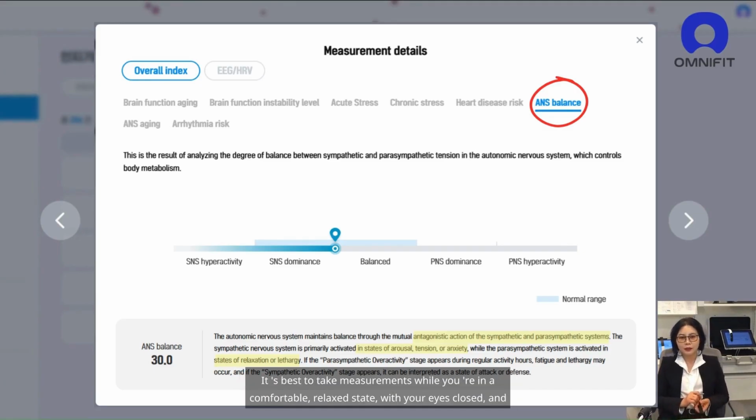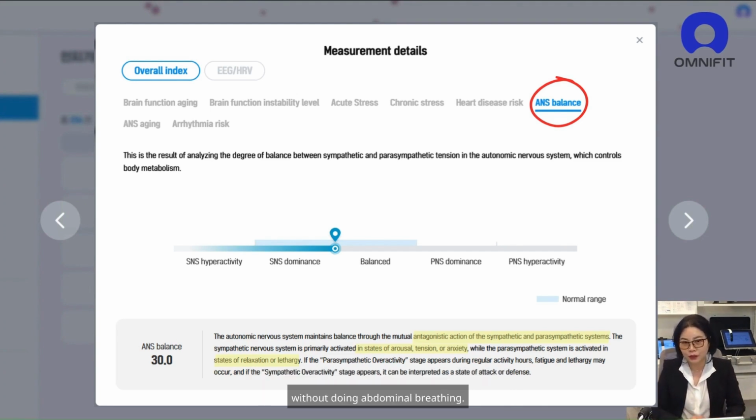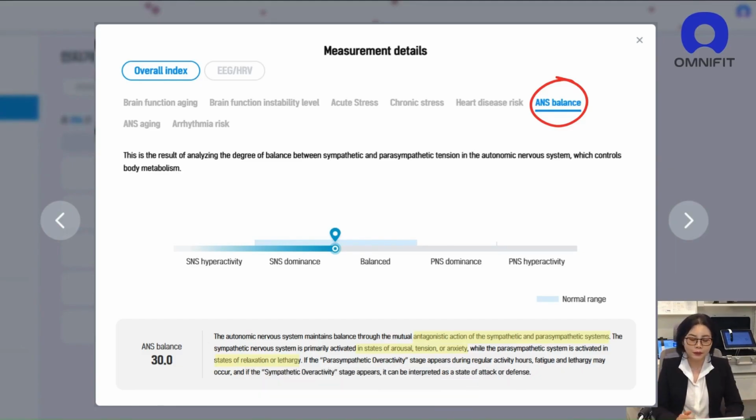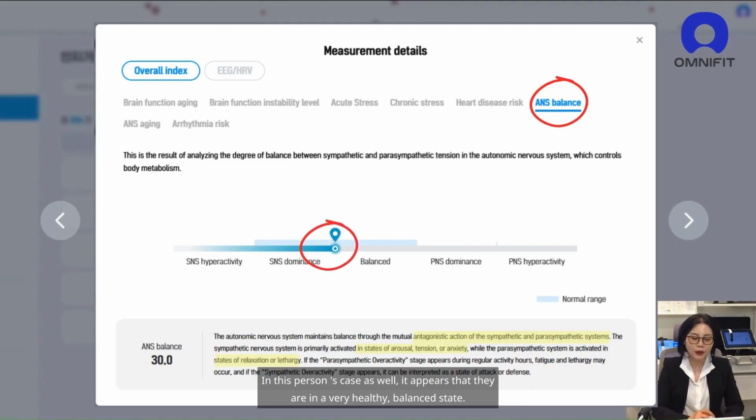It's best to take measurements while you're in a comfortable, relaxed state, with your eyes closed, and without doing abdominal breathing. Therefore, when it comes to the autonomic nervous system, rather than fixing your state based on a single measurement, it's very important to measure once or twice and observe the overall pattern. In this person's case as well, it appears that they are in a very healthy, balanced state.